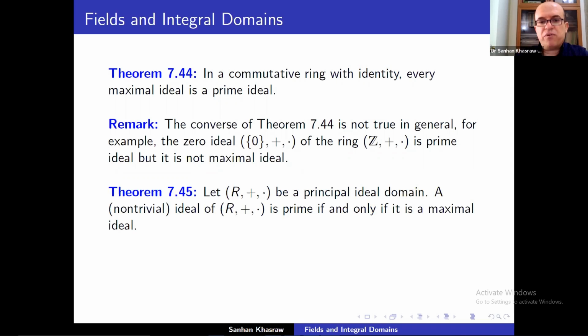If I have a principal ideal domain, then the converse also holds for every non-trivial ideal. So if R is a principal ideal domain and I is a non-trivial ideal, then it's maximal if and only if it's prime. I'll leave the proof of this. But what I want to say, thinking about the converse, is you need to focus on a special type of rings. In this case, for the principal ideal domain, the converse is true.